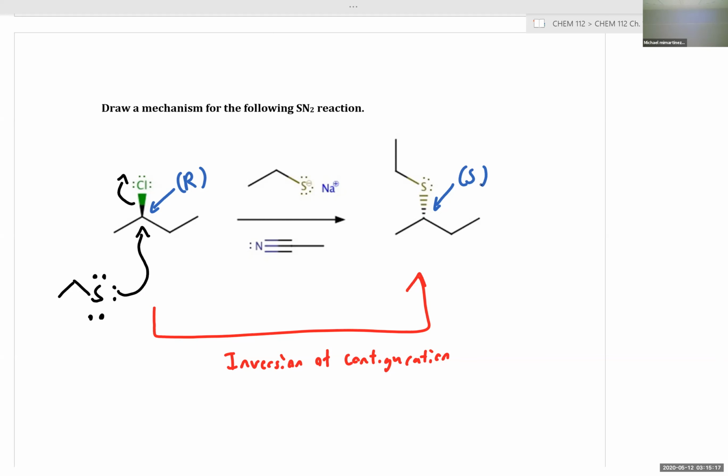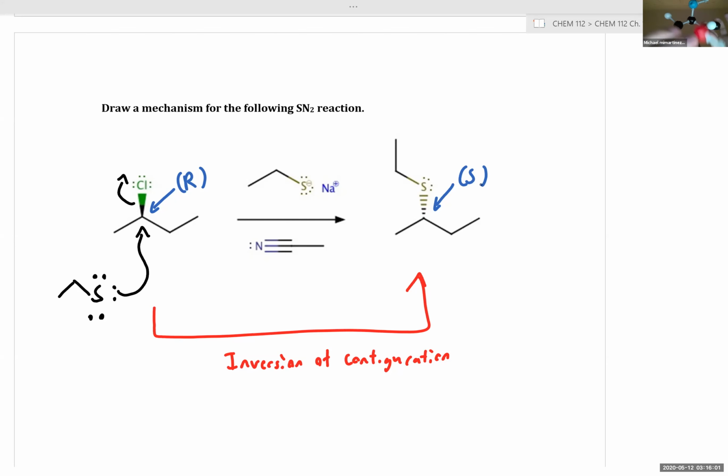To show everyone what this looks like from a 3D model perspective, one moment, let me just get this perfectly adjusted. Okay, so here's our alkyl halide. Initially, our halide is pointing towards us. The sulfur is going to attack from behind. It's going to attack from the opposite face, and we're going to invert our stereocenter.